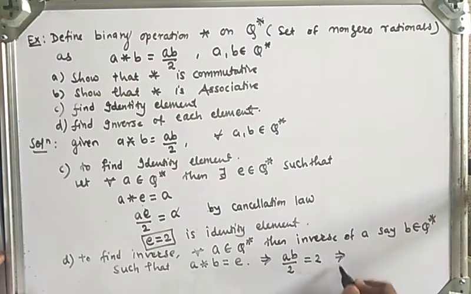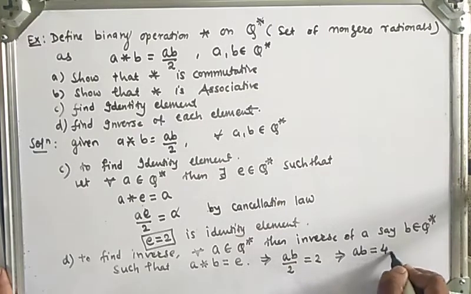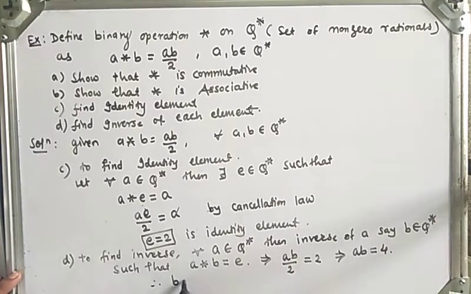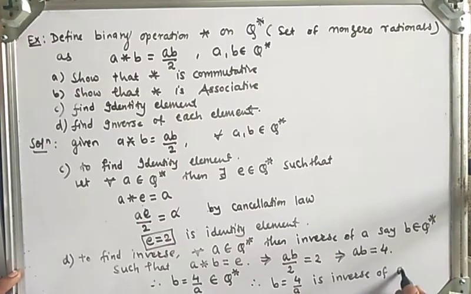After solving for b, we get a into b, with 2 divided, taken to the right hand side, equal to 4. Therefore, since a is multiplied, we take it to the other side, b is equal to 4 upon a, which again belongs to Q star. Therefore b equal to 4 upon a is the inverse element of a.